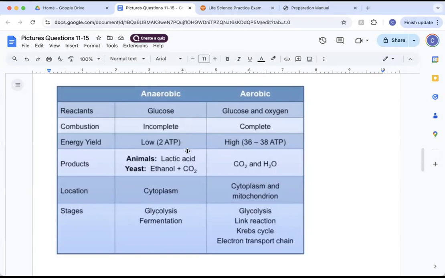Combustion, complete versus incomplete. Energy yield, again, you can see here aerobic is a lot higher. It's going to produce 36 to 38 ATP, more energy, versus anaerobic, which doesn't have a whole lot, only 2.